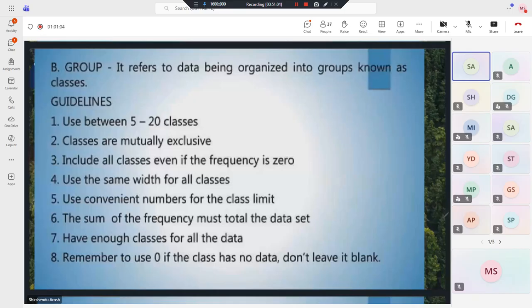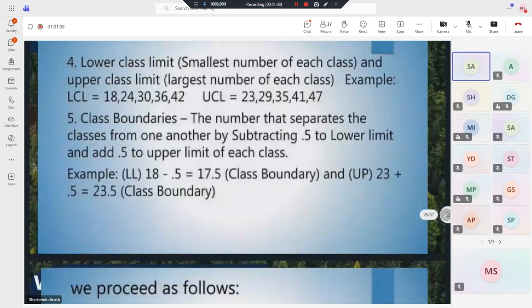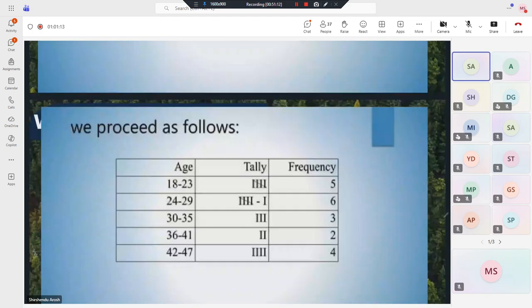So let me show you what the actual table looks like. Typically, the table could be like this. Say 18 to 23. On the basis of those numbers, if I got a 19, I keep a tally. I got a 22, keep a tally. If I got a 31, I'll put a tally in the 30 to 35 row.